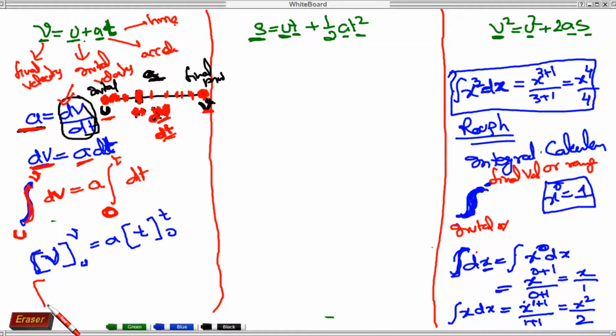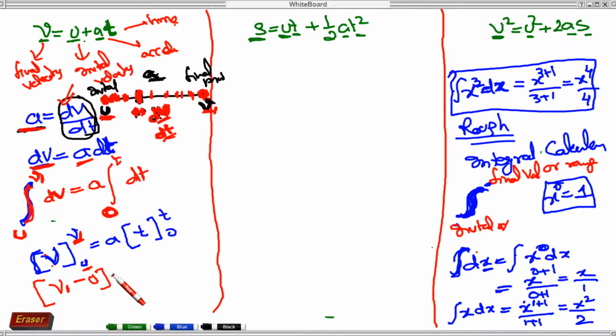Next, what would be the step here? We have to substitute this v here and subtract the initial v. Suppose I write v1 here, meaning the final velocity is v1 and the initial velocity is u. It looks confusing here, so I wrote it v1. So this will become v1 minus u.